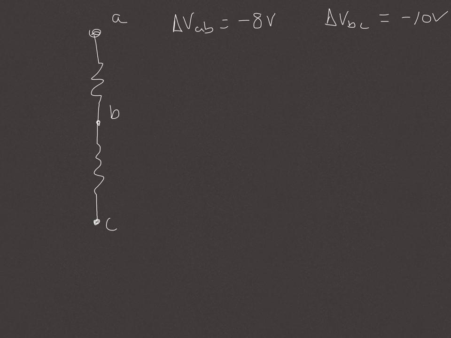So if we make the voltage at point A 20 volts, if we go to B, the potential should be 8 less, so we'll have 12 volts, then we'll lose another 10, and by the time we get here we have 2 volts. All right. If we put a ground in the circuit, we can change where the voltage is 0.